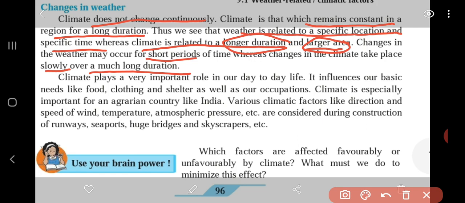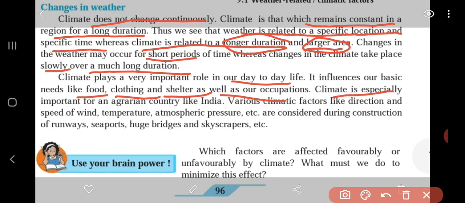Climate plays a very important role in our day-to-day life. Because according to climate we change our living pattern, we change our dresses. During winter we wear woolen clothes, during summer we wear light clothes, isn't it? So it influences our basic needs like food, clothing and shelter, as well as our occupations, which are also decided on the basis of climate.